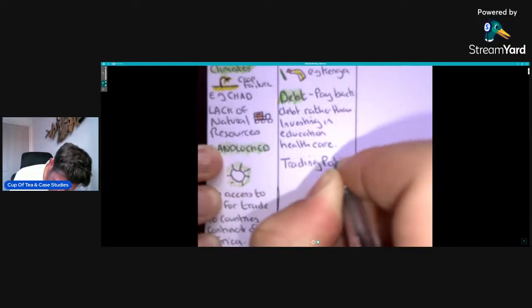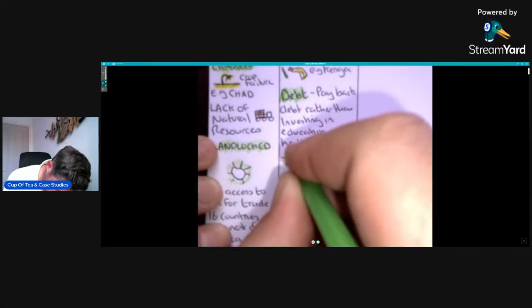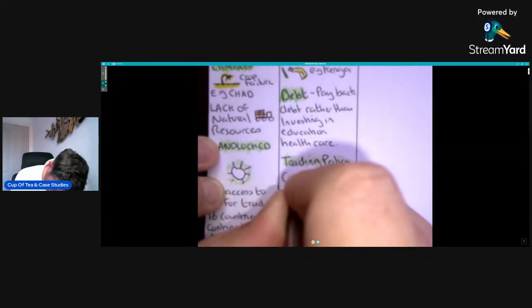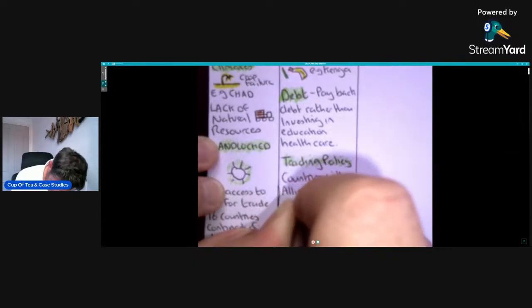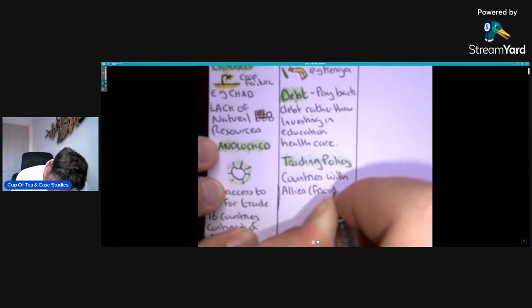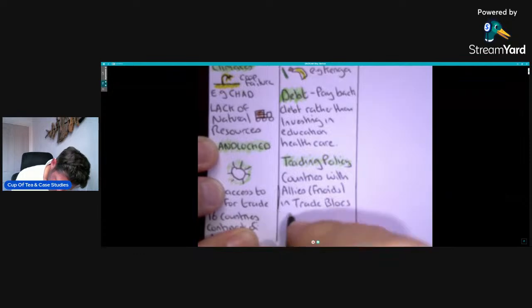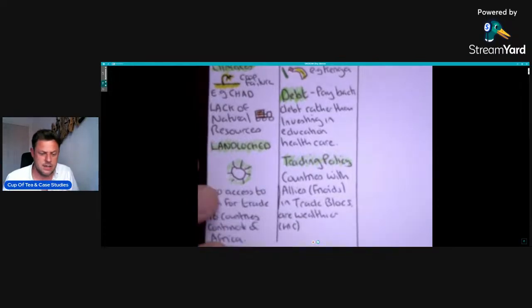So some countries are in certain groups as advantageous. Let me just bring that down to the bottom there. So trading policy, if you're in or out of a trading group, you could make a lot of money. So countries with allies, friends, put that in brackets, friends, in trade blocks are wealthier. So if you're in a trade block, a country's going to be wealthy. It's more likely to be a HIC if it's in a trade block, which is a group of countries that have agreed to trade together.